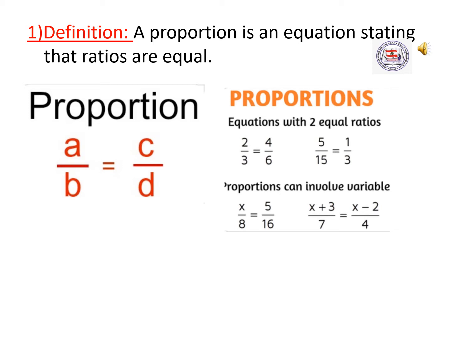Since, when you multiply the two terms of the first fraction by 2, 2 times 2 is 4, and 3 times 2 is 6, then the two ratios form a proportion. The same for 5 over 15 and 1/3. If you divide the two terms of the ratio by 5, the answer is 1 over 3. 5 divided by 5 is 1 and 15 divided by 5 is 3. Proportion can involve variables.